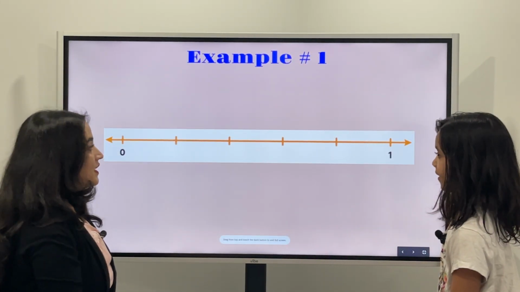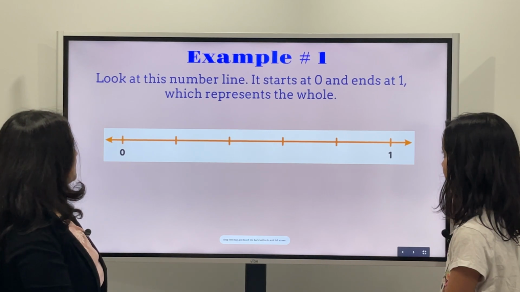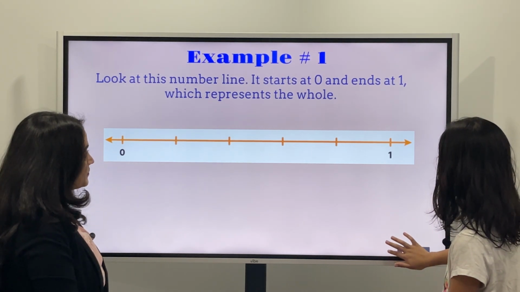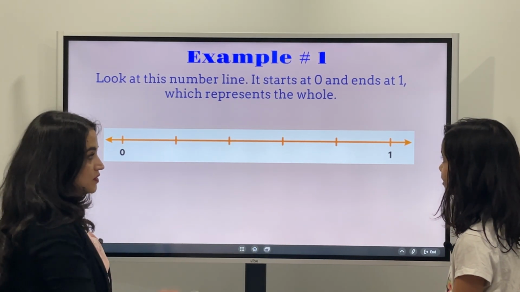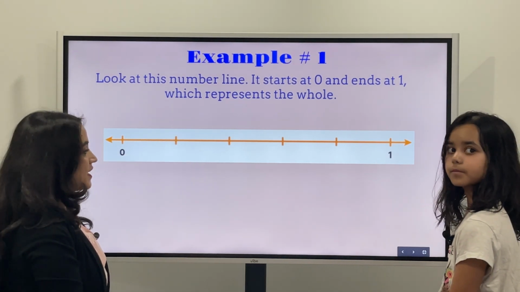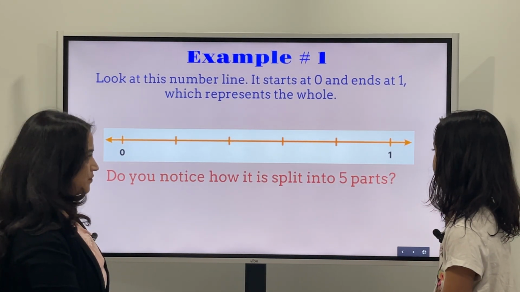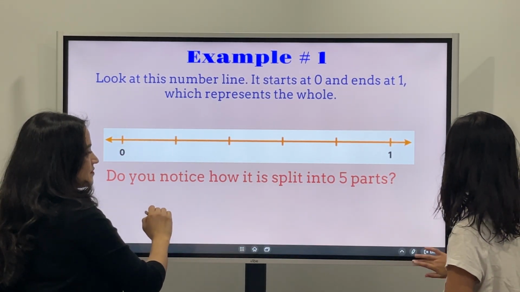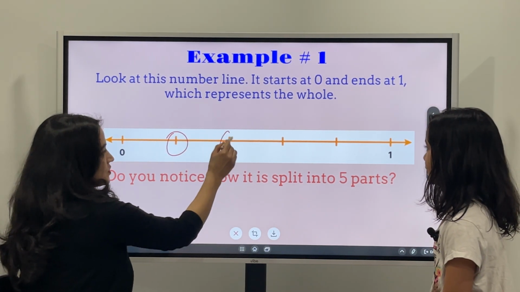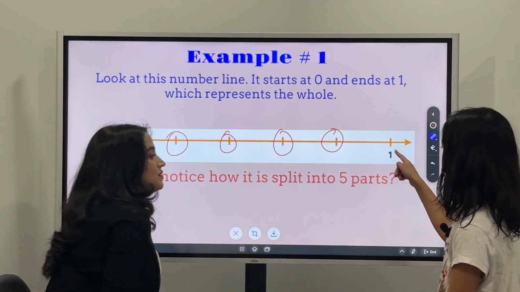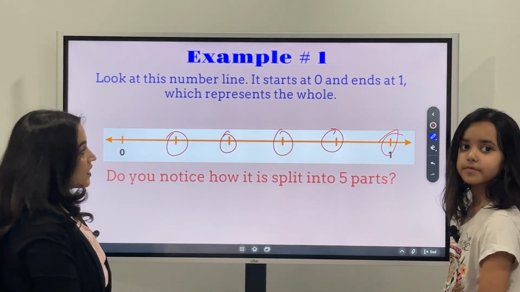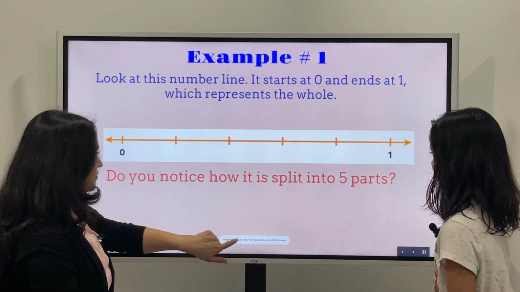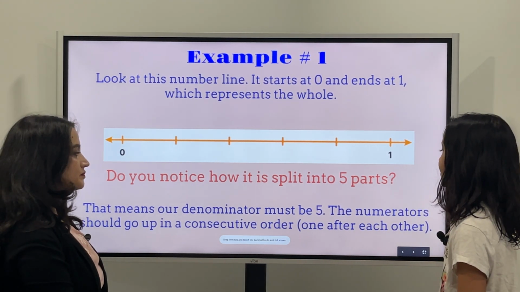So example number 1. Look at this number line. It starts at 0 and ends at 1, which represents the whole. Do you notice how it is split into 5 parts? 1, 2, 3, 4, 5. That means our denominator must be 5.